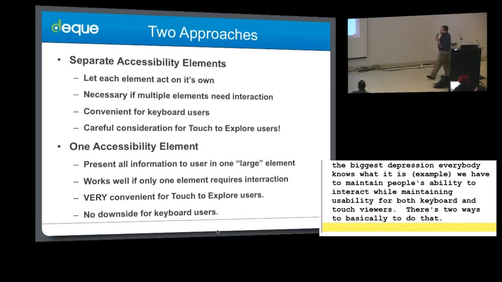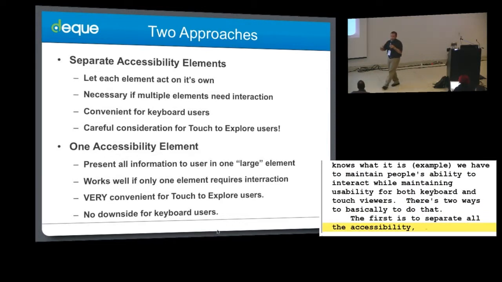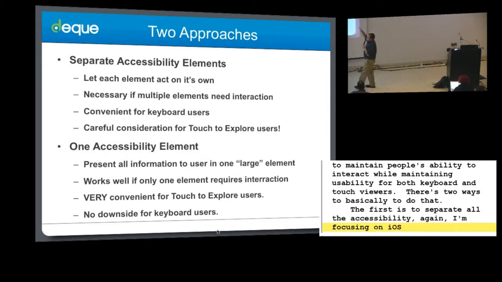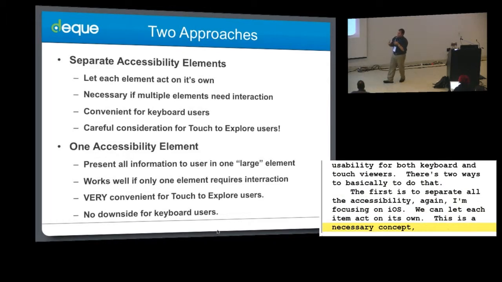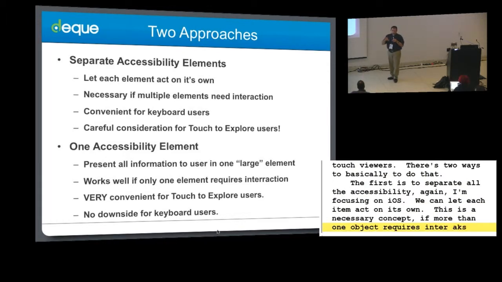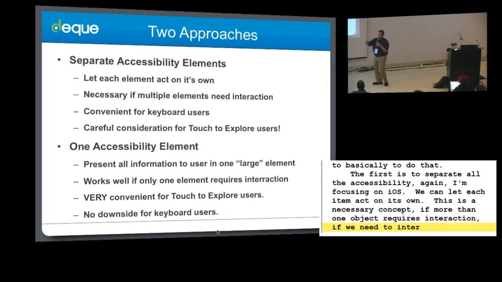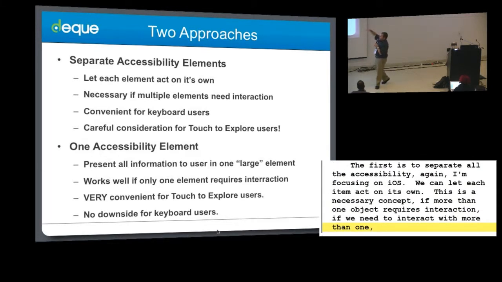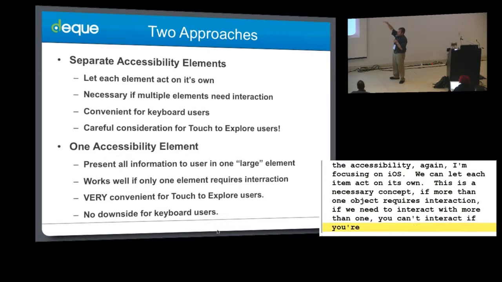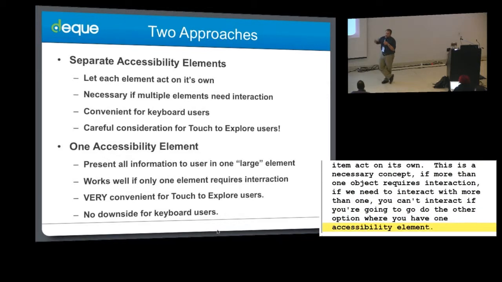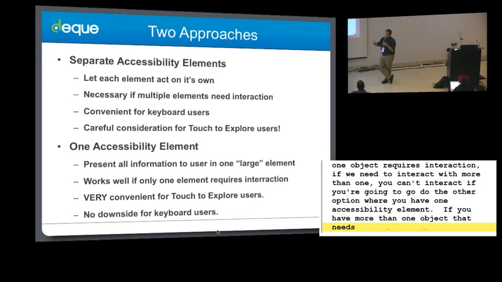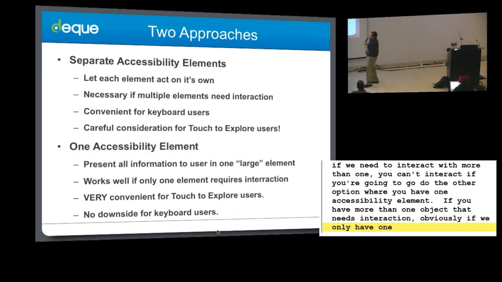The first is to separate all the accessibility elements. Again, I'm focusing on iOS here, so we're going to talk about accessibility elements. We can let each item act on its own. This is a necessary concept if more than one object requires interaction. If we need to interact with more than one object, we have to, because if you go to the other option where you have one accessibility element, they can't interact with those objects.